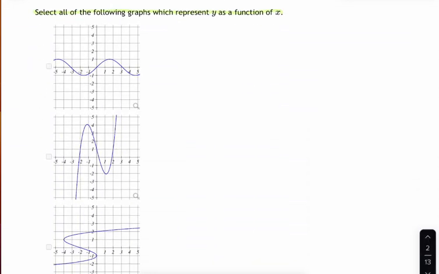And let's look at our first sets of problems here. It says, select all the following which represent y as a function. So a function, remember, will pass the vertical line test. In this particular case, this passes the vertical line test. So yes, that's a function.